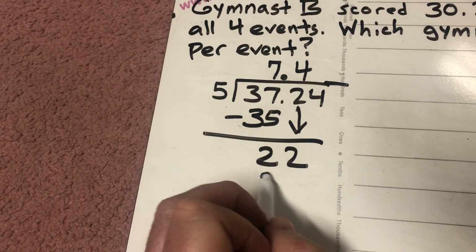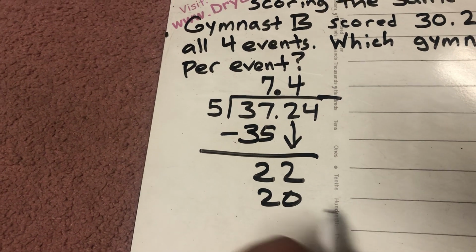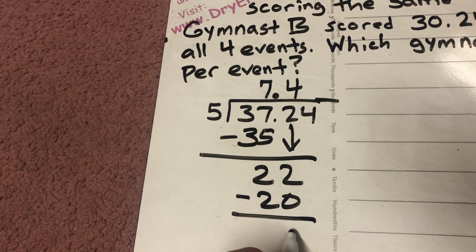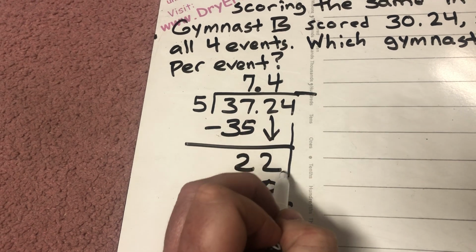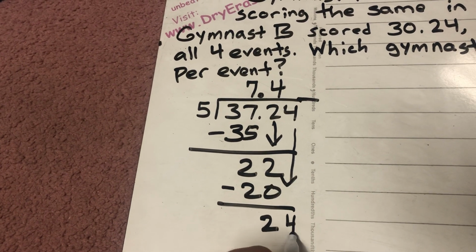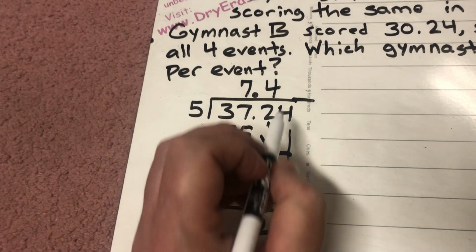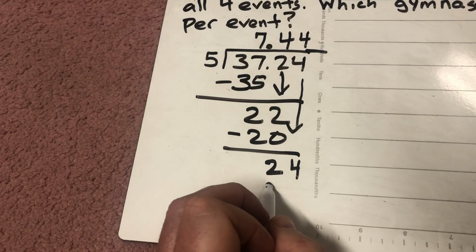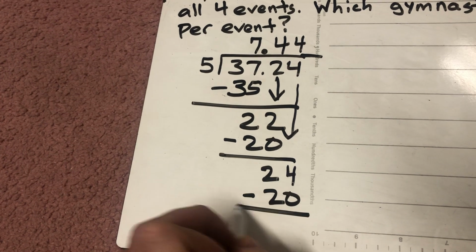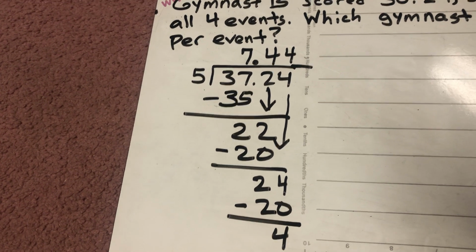5 times 4 is 20. 22 minus 20 is 2. I'm going to bring the 4 down. 5 can go into 24 4 times. 4 times 5 is 20. 24 minus 20 is 4.